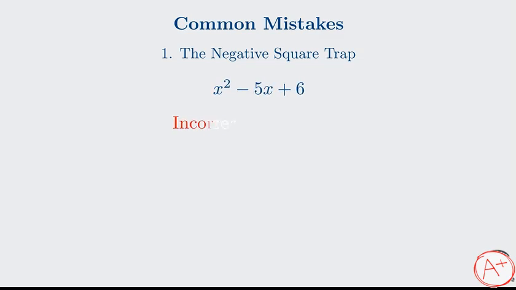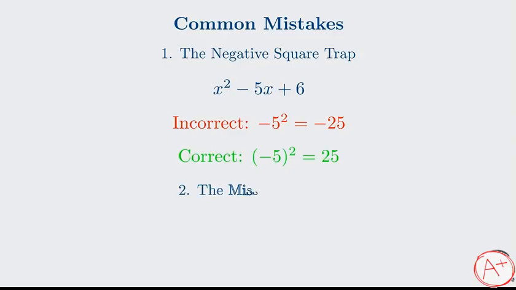To secure an A star, you must avoid these 3 common pitfalls seen in Cambridge scripts. First, the negative square trap. When calculating the discriminant for a quadratic like x² − 5x + 6, many students write −5² as −25. Always use brackets on your calculator. A negative number squared is always positive. This single error can ruin an entire multi-mark question.